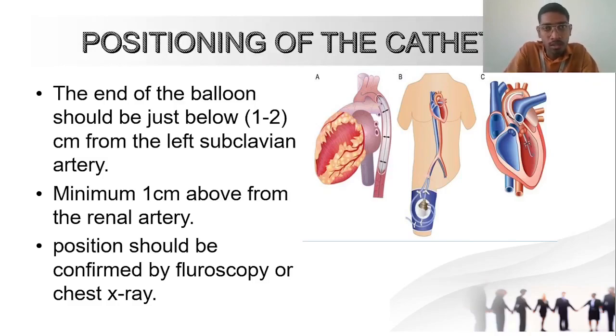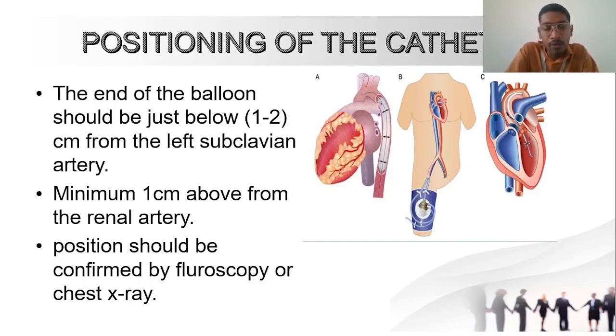Then the positioning of the catheter. We have to know the position where it is to be placed. The tip of the balloon should be placed 1 or 2 centimeters below the left subclavian artery.